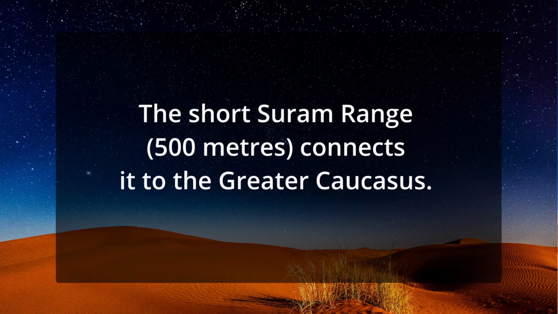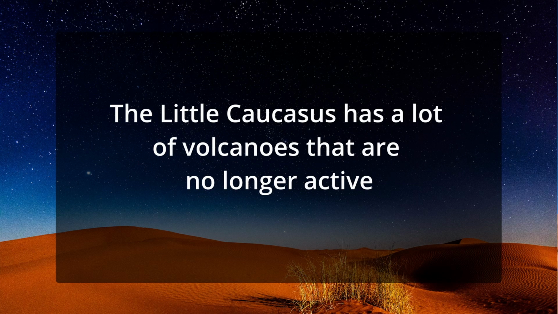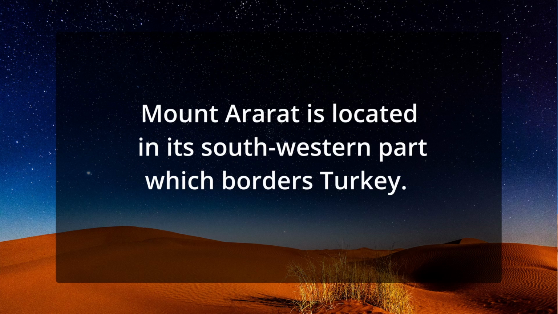The Little Caucasus, which is in the south, is part of the faulted Armenian plateau, which passes into Iran and Anatolia. The short Suram range, that is 500 meters, connects it to the Greater Caucasus. In a different place, the Kura and Rioni valleys separate them from each other. The Little Caucasus has a lot of volcanoes that are no longer active, and earthquakes happen there often. Mount Ararat is located in its southwestern part, which borders Turkey.